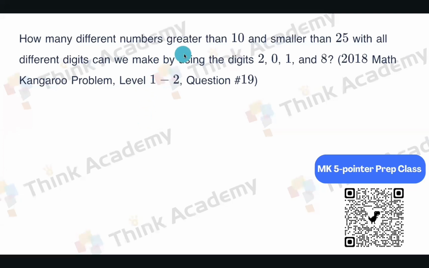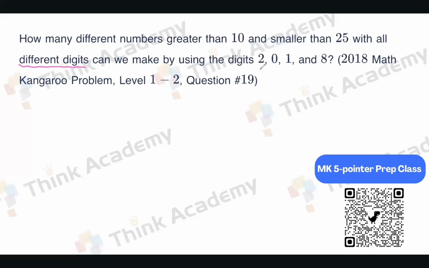How many different numbers greater than 10 and smaller than 25 with all different digits can we make by using the digits 2, 0, 1, and 8? Okay, everyone, what is a key word here? Yes, we know they need to be different digits. So can I use 1 two times, like 11? No. Like 2 two times, 20 or 22? No, we cannot do that, right? Each digit can only be used once.